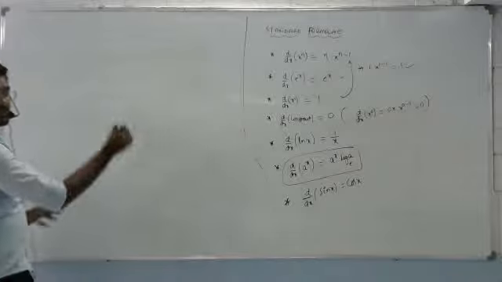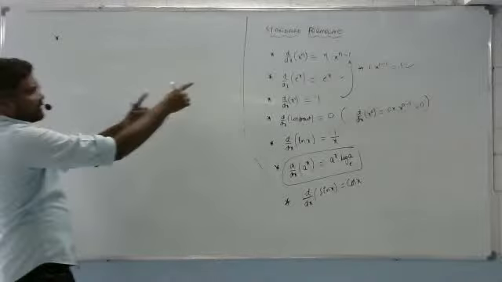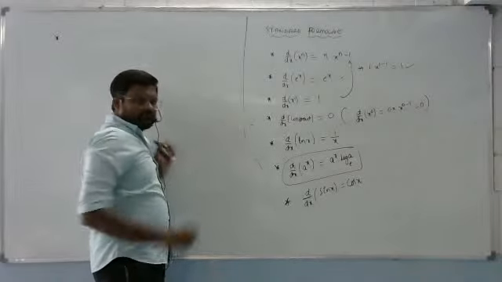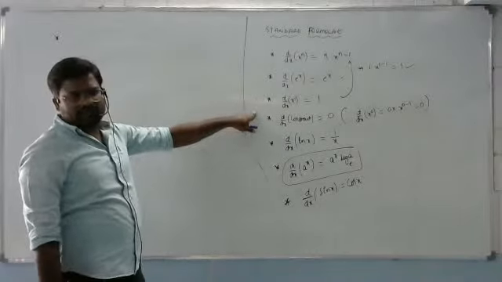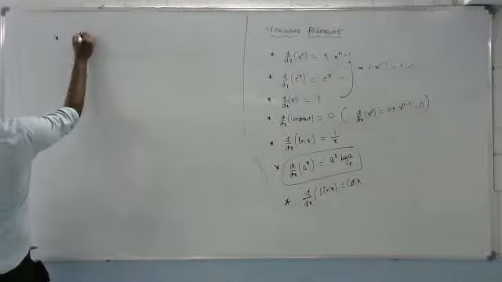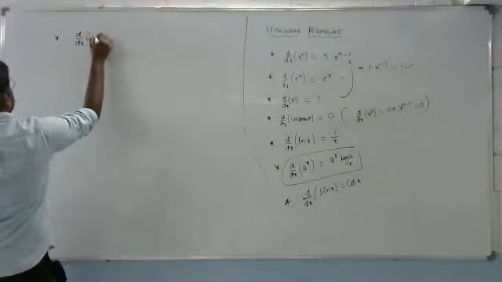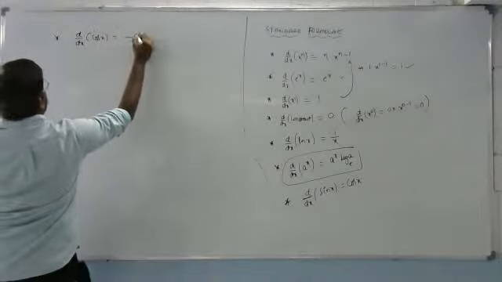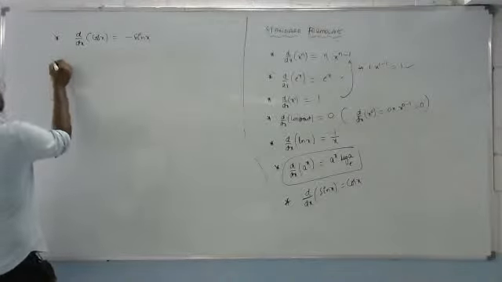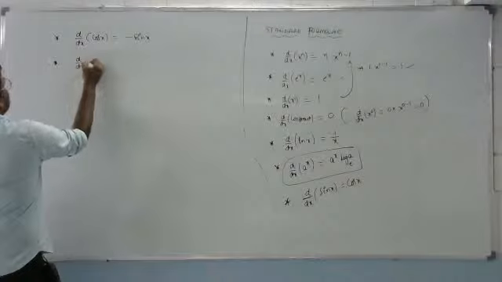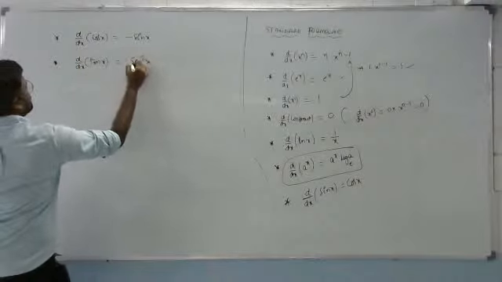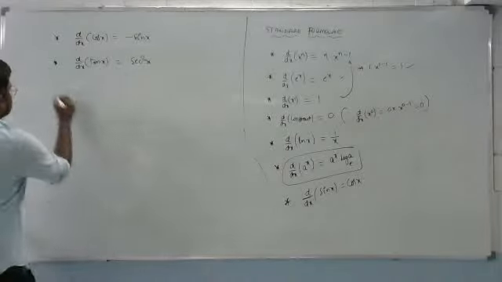d by dx of sin x is cos x. And if you don't remember these differentiation formulas, remembering integration formulas will be tough. If you remember differentiation formulas, it is very easy to remember integration. Okay. Now similarly, d by dx of cos x equal to minus sin x. Okay. Now d by dx of tan x, which is secant square x, right?